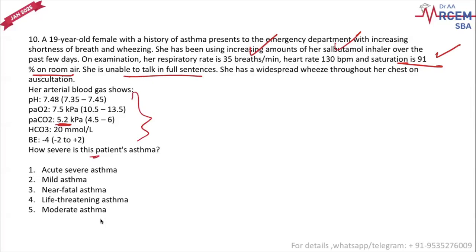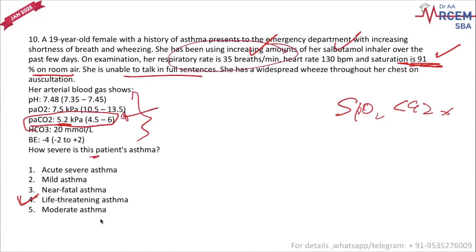They are asking. Two parameters are suggestive of life-threatening asthma here. One is SpO2 values being less than 92%. Here it is 91%. It's clear. Another one is, despite this patient having these symptoms, that means despite the patient having tachypnea, hyperventilation, the PaCO2 values are in the normal range. This is also suggestive of life-threatening asthma. If I change this answer, for example, saturation to 94%, still it is life-threatening asthma because the PaCO2 value is in the normal range.